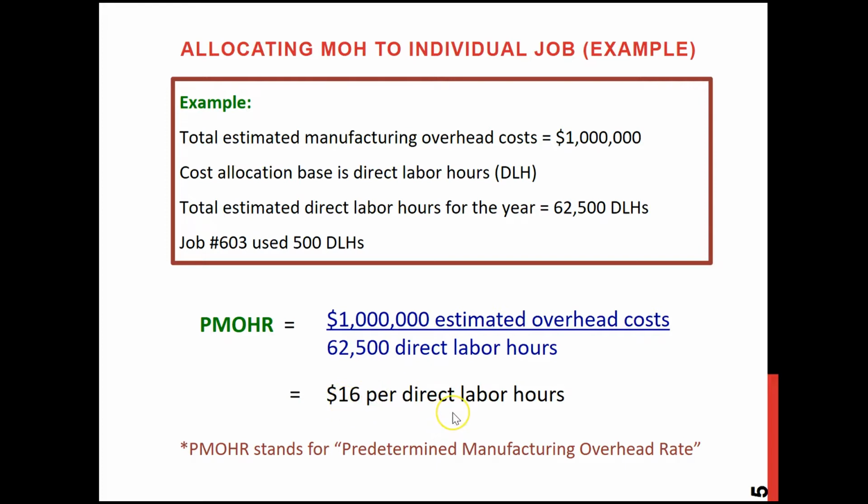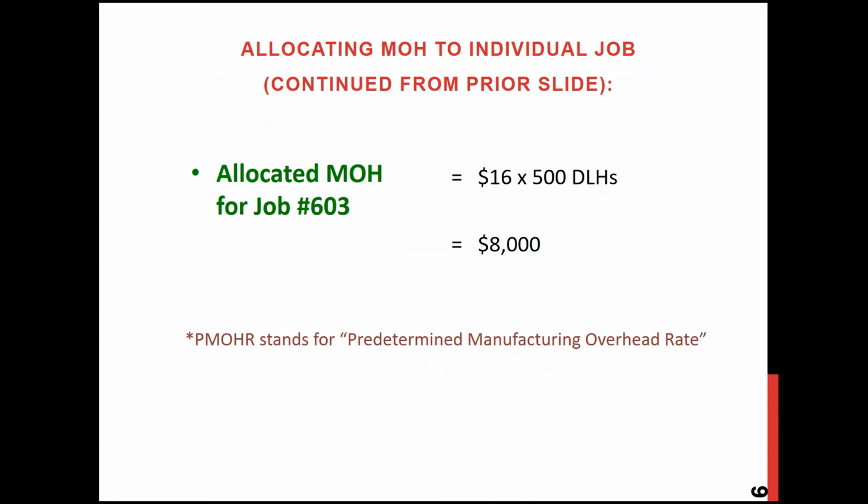That means if their labor force worked for 1 hour, their allocated overhead cost will be $16. If their labor force worked for 10 hours, what will be their allocated overhead cost? 16 times 10. So at the end of the year, they will take their actual amount of allocation base. Their labor force actually worked for 500 hours. This is their actual allocation base, 500 direct labor hours.